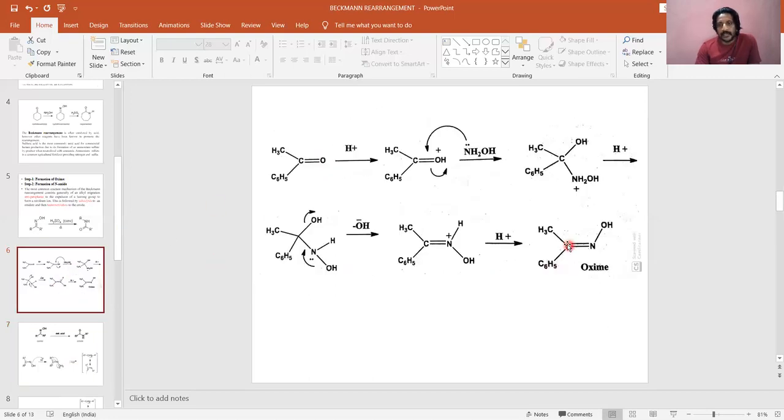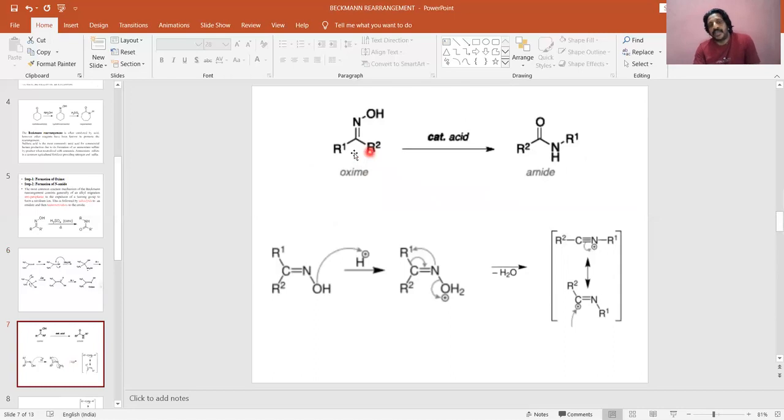So this R1, R2, look at here. What is this? C double bond NOH. Okay, R C double bond NOH. Everybody should remember the functional group of oxime, then only you can understand this reaction. So instead of C6H5 and CH3, I will be using R1 and R2, C double bond NOH. Here the reaction is shown in a vertical form, so nothing to get confused with it.